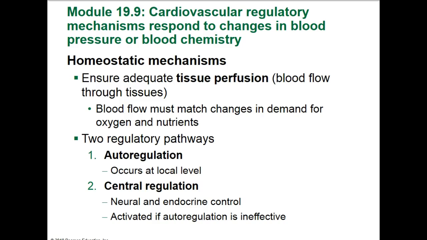We have all kinds of homeostatic mechanisms in place to try to maintain the right movement. This ensures adequate tissue perfusion, which means blood flow through the tissues. And we want the blood flow to match the changes in demand for oxygen and nutrients. The regulatory pathways for the homeostasis are autoregulation, which happens at the local level. Again, it means self, so only at that local level. And central regulation, where you now involve neural and endocrine control. That's activated if the autoregulation is not working.